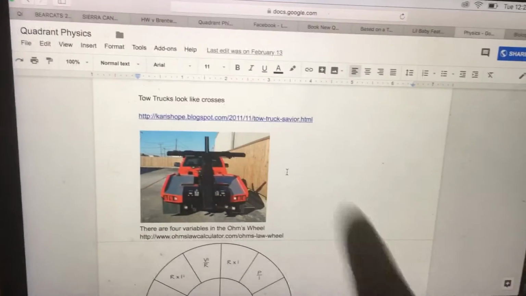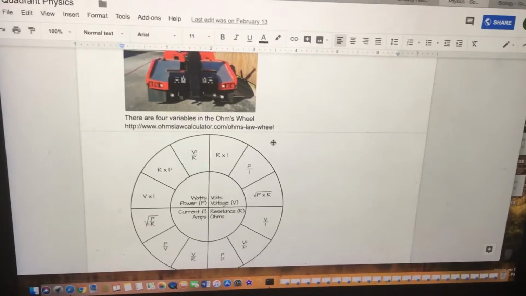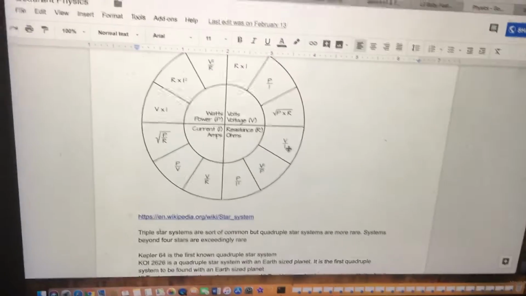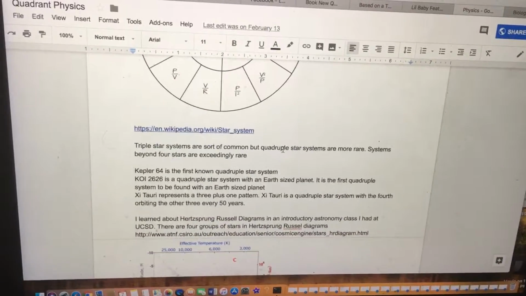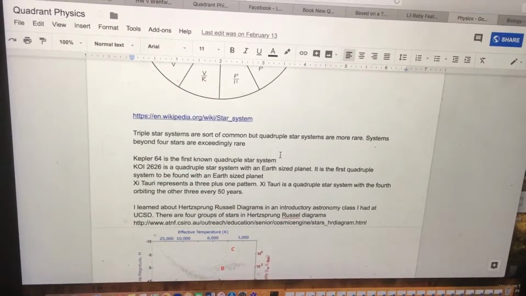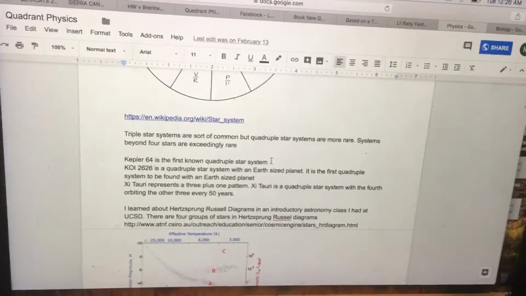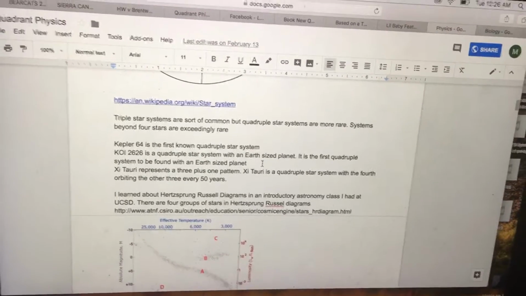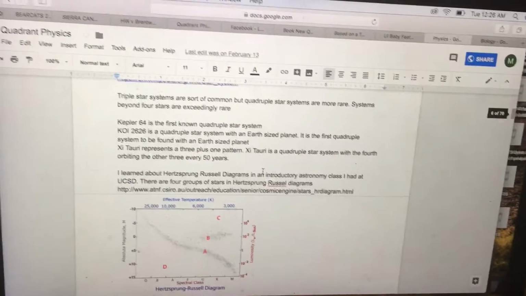So tow trucks look like crosses. There are 4 variables in the Ohm's wheel: watts, current, volts, resistance. Triple star systems are sort of common, but quadruple star systems are more rare. Again, we're seeing that 3-4 dynamic where the 4th is different. Systems beyond 4 stars are exceedingly rare. So the 4th is always different, 5th is always questionable.